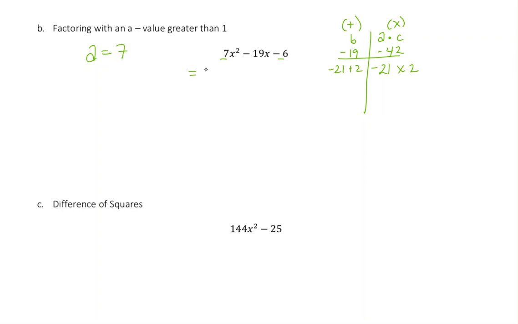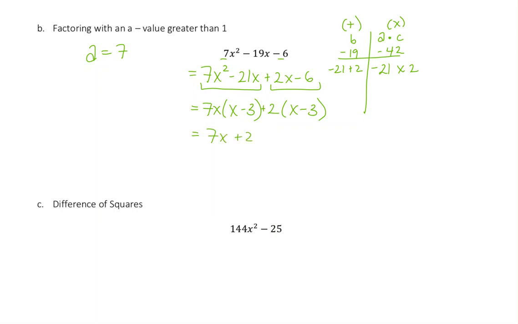What we do with those factors is write them out. 7x squared, and we're going to decompose or split our negative 19x into negative 21x plus 2x minus 6. And then we group our first two terms and our last two terms, as we've been doing, and common factor. Well, what's common between 7x squared and negative 21x? That's 7x, leaving us with x minus 3. What's common amongst 2x and negative 6? Well, that would be positive 2, leaving us with x minus 3. And we would finish it off with what's left over and what is common.